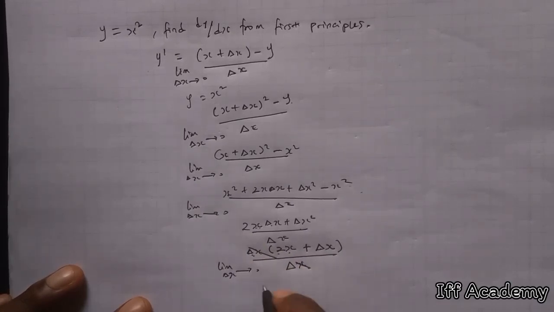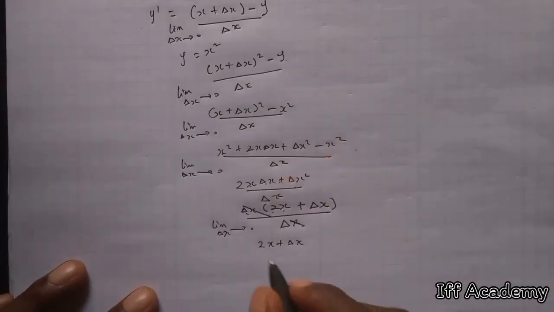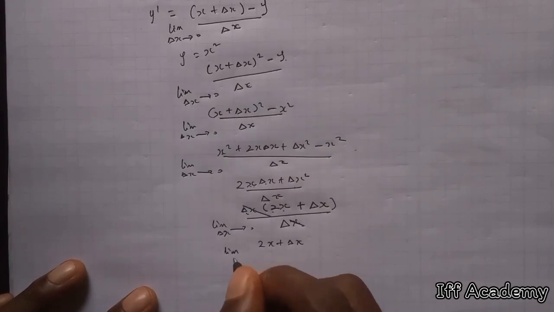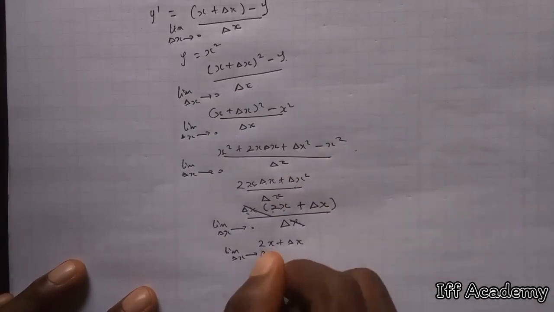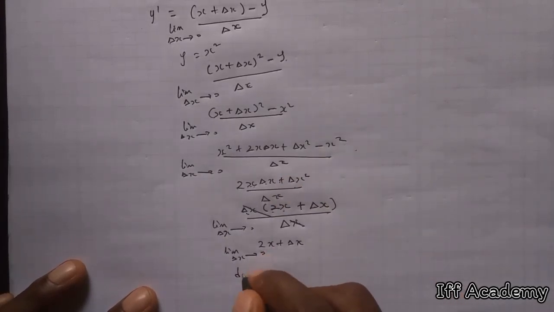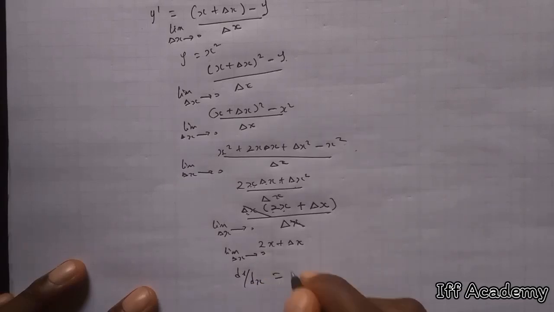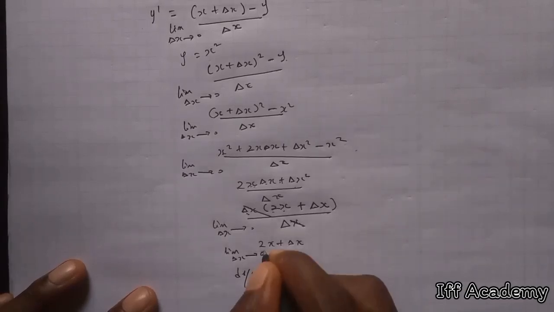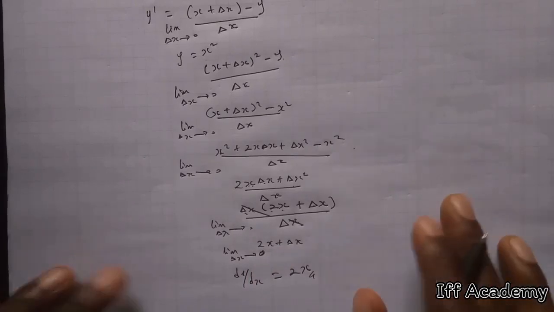Right, so you're left with this 2x plus change in x. Right, so as the limit of change in x approaches 0, your dy over dx will be what? 2x. So it's as easy as that.